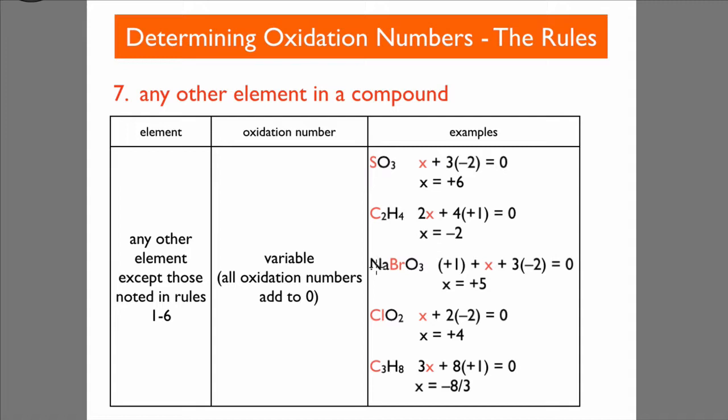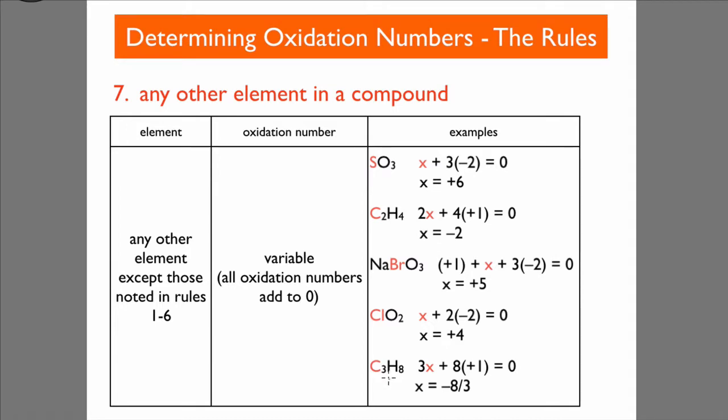Here, we know that sodium from our rules has an oxidation state of +1. We know that oxygen from our rules has an oxidation state of -2, and there's 3 of them. And so we can calculate the oxidation state X of bromine to be +5. Here we've got 2 oxygens. Oxygen has an oxidation state of -2. There's 2 of them, and so we can calculate the oxidation state X of chlorine here will be +4.